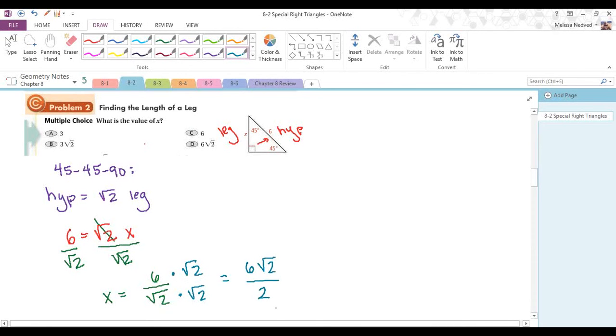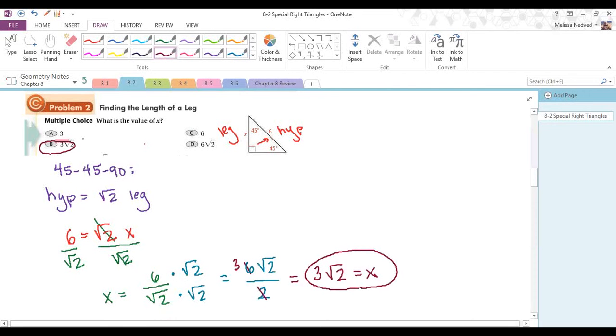So now I've got x equal to 6 square root of 2 over 2, but then look at your integer values. If you can simplify, keep simplifying. Since 6 over 2 can be reduced, if I divide both by 2, I get 3 left on the numerator and my denominator goes away. My final answer is going to be 3 square root of 2 is equal to x. And you're going to see that that's option B up here.